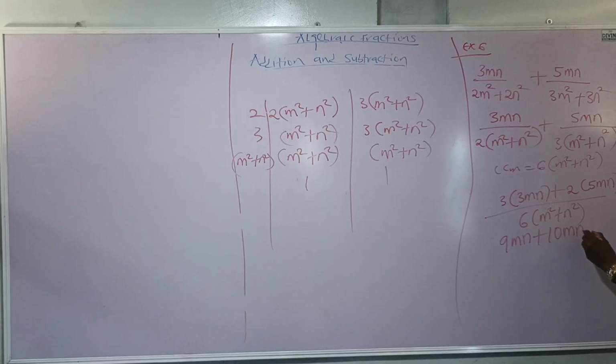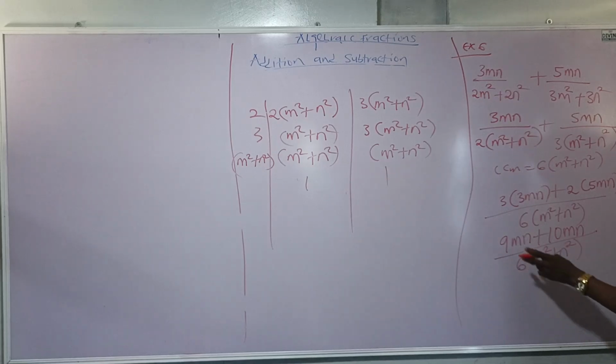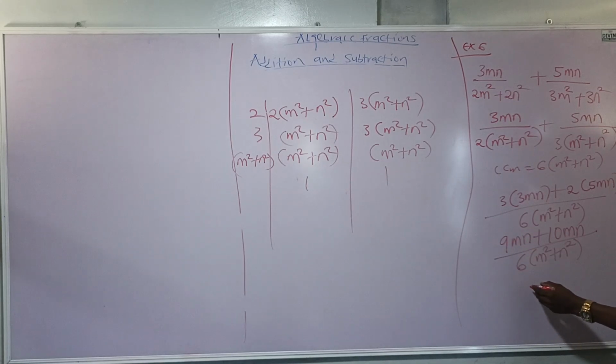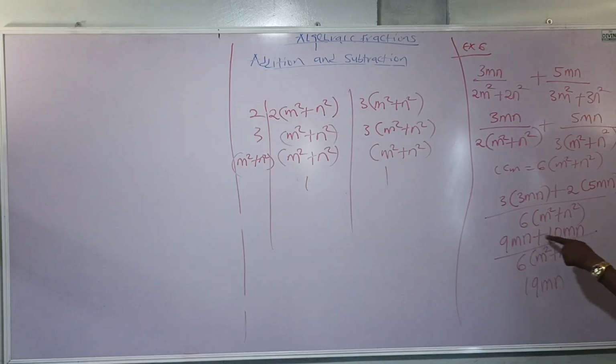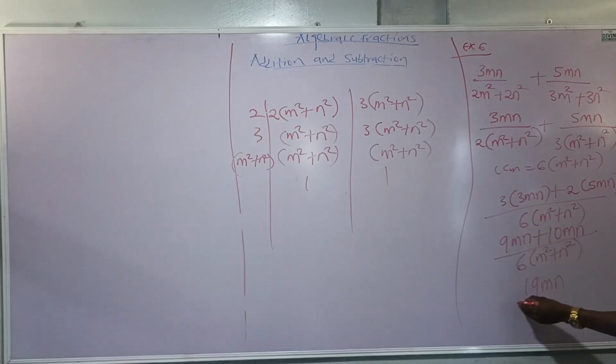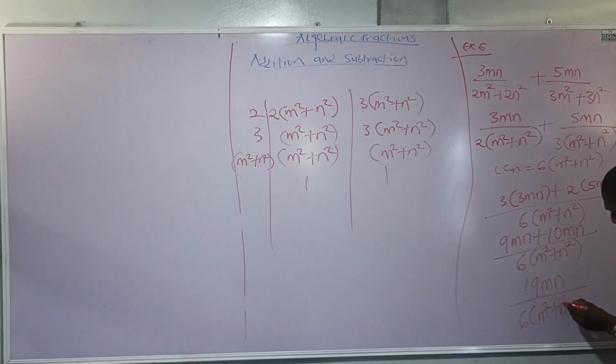Now this times this will give me 9mn plus 2 times 5 will give me 10, I'll attach my mn, all over 6 brackets m squared plus n squared. 9 plus 10 is 19. So I'll have 19mn. Why? Because mn are common terms. All over 6 brackets m squared plus n squared. And this is the final answer.